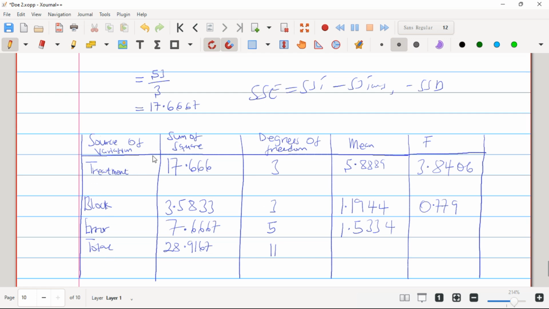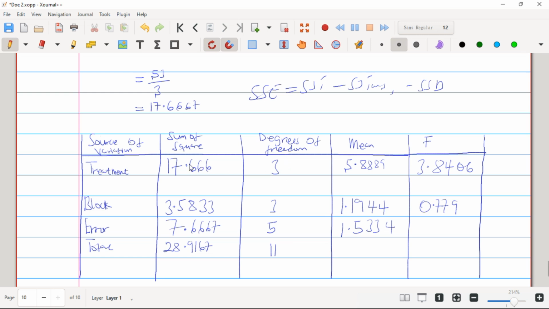So we just come and form another table for the treatment, block, error and total, and then put the respective values for the SS inside. So here we got 17.66. We go here to the 3.5833. We go here to the 7.667, 28.9167, right? And these are the respective degrees of freedom.